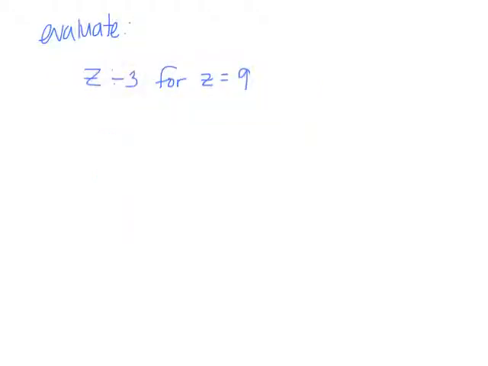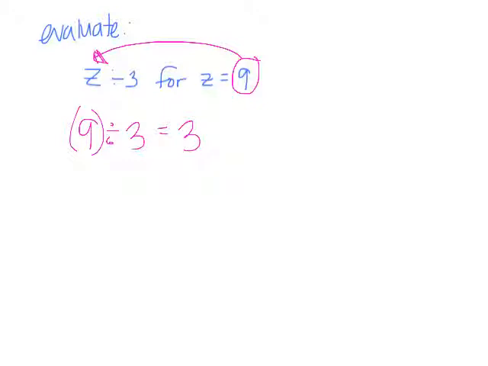Evaluate z divided by 3 for z equals 9. So I'm going to take z equals 9 and substitute in for z. So I have 9 divided by 3, and I'm going to put 9 in parentheses, and that equals 3. So my final answer is 3.